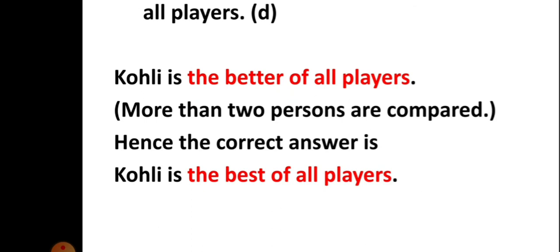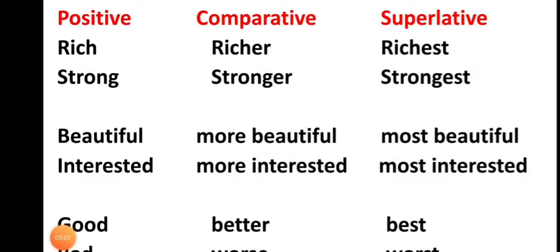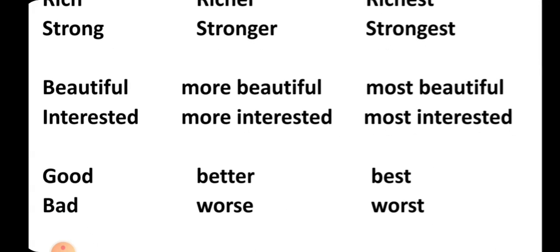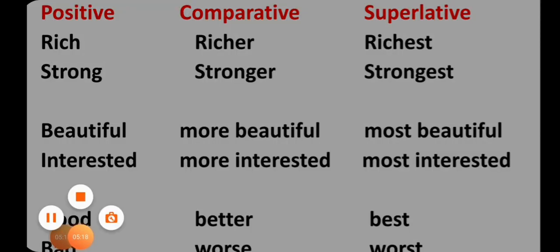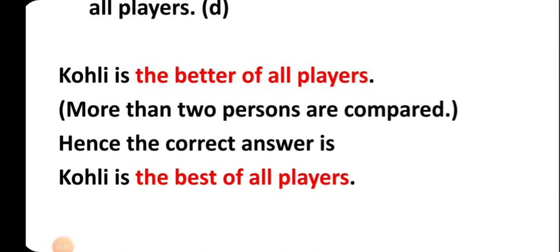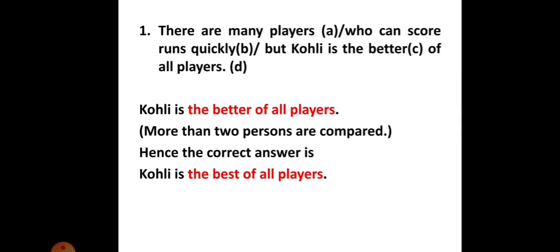And why do we use the comparative form of an adjective? Look at this table. We use comparative forms to compare two persons or two things: richer, stronger, more beautiful, more interested, better, and worse. These are all comparative forms. Comparative forms are used when two persons or places or things are compared. Remember. Now see here in this example how many persons are compared. Kohli is the better of all players. So here more than two persons are compared. That means you are supposed to use the superlative degree here, not the comparative. Hence the correct answer is: Kohli is the best of all players. So this is the first rule. Remember.